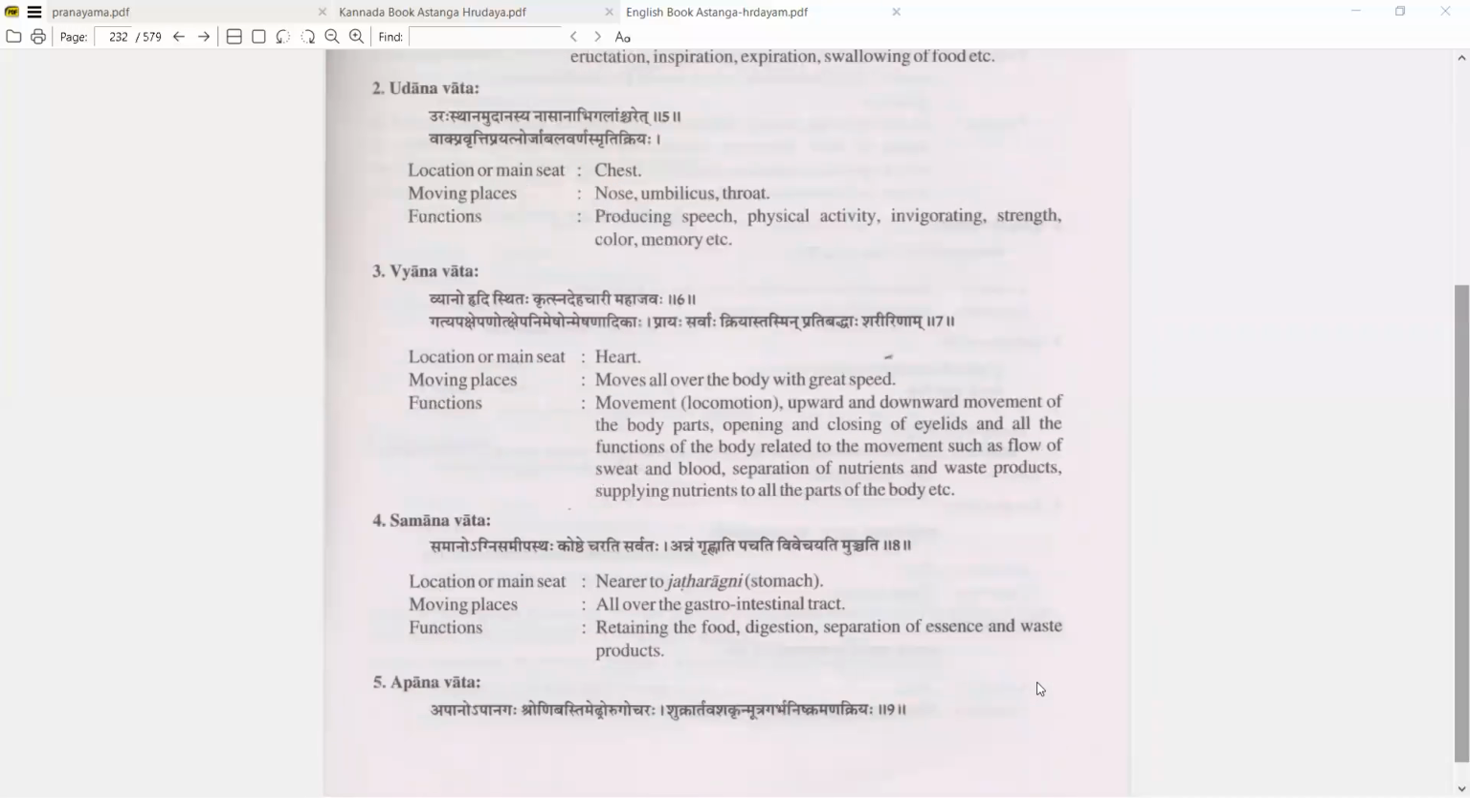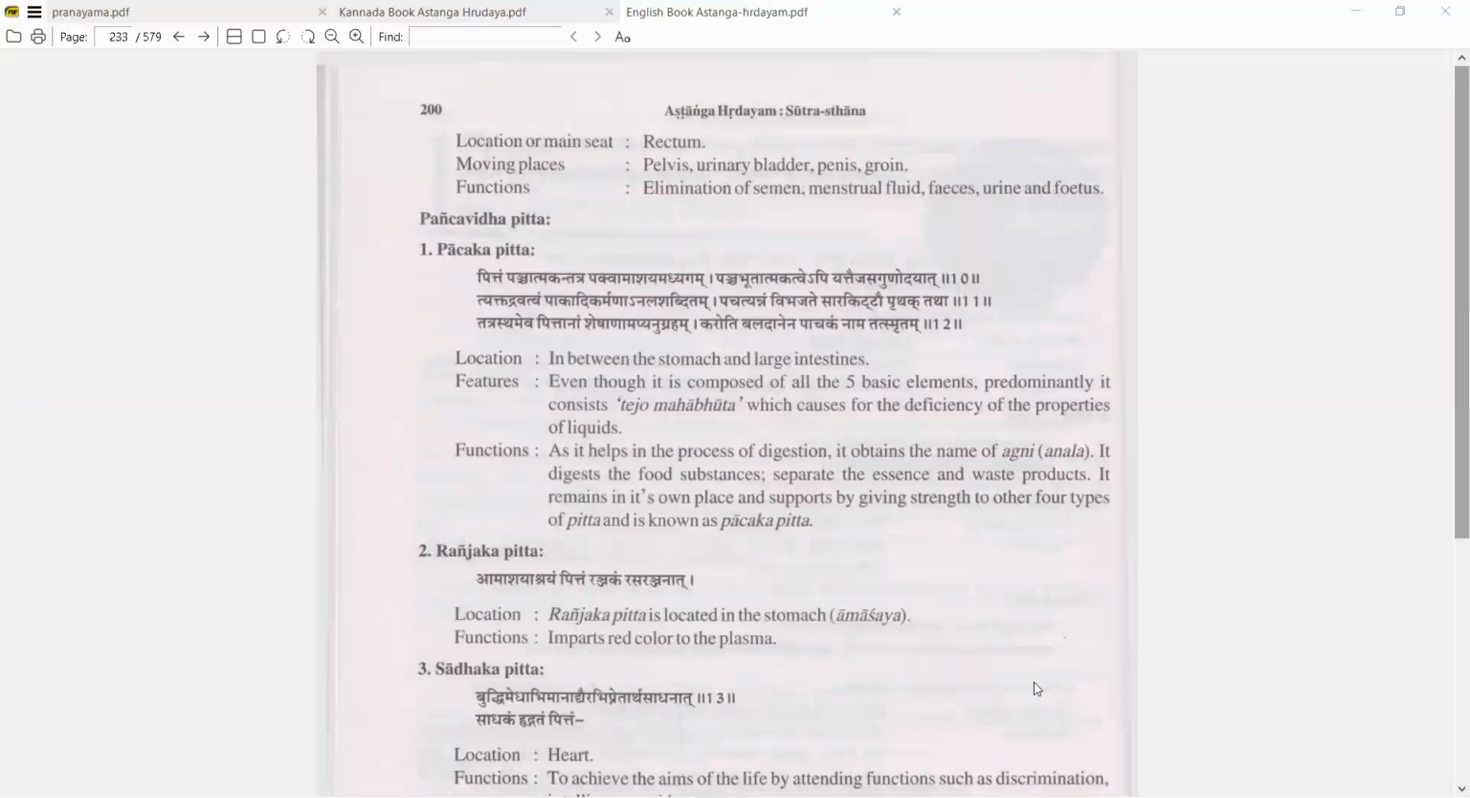Apana Vata. Shanaji, do you want to continue? Yes, I will. Om Gam Ganapatiye Namah, Om Gurubhyo Namah, Om Dhanvantaraya Namah.